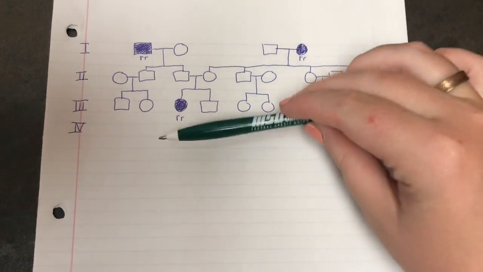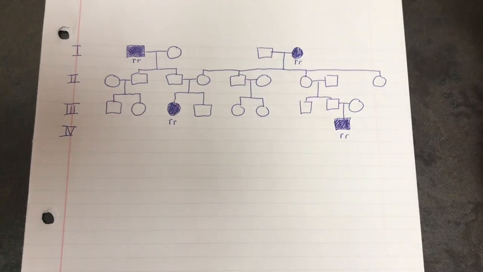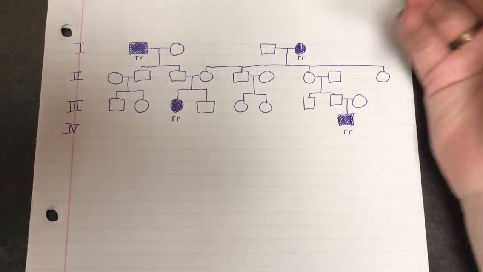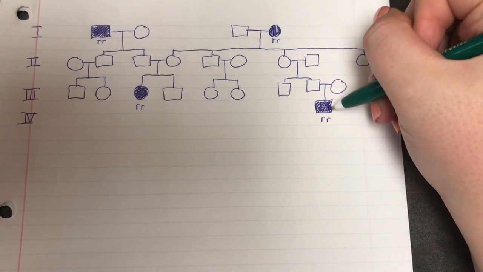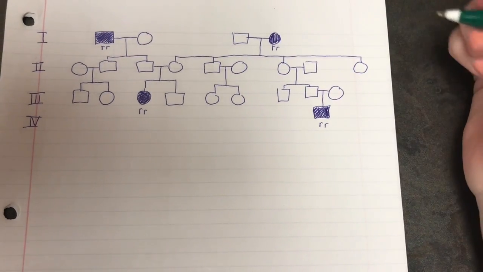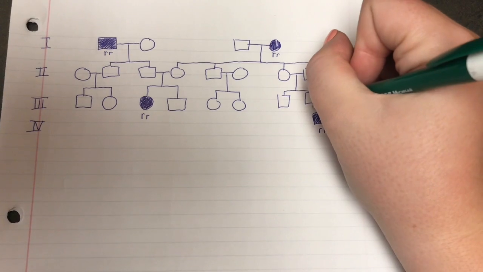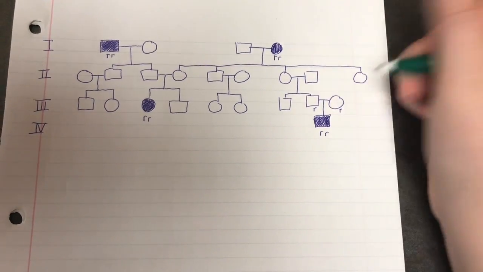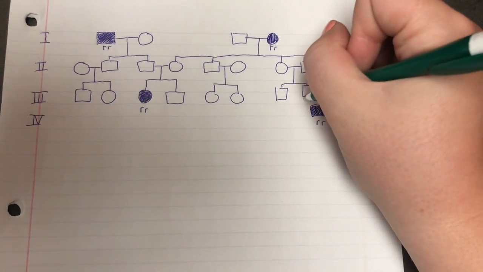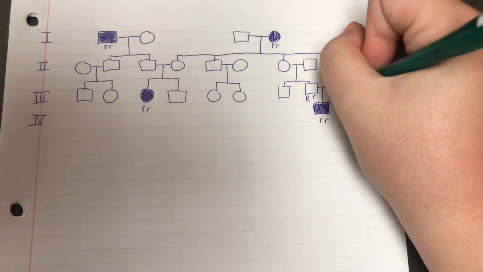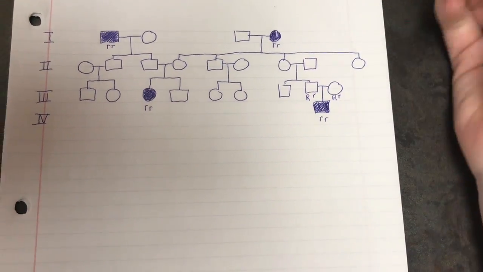And then I like to work bottom up and then top to bottom once I get into the middle. So going from the bottom, let's start with this individual. We see that they have two little r's. So we know that they had to get a little r from both of their parents. So put that there. But we know that neither of their parents have red hair, so they both have to be heterozygous, big R, little r.